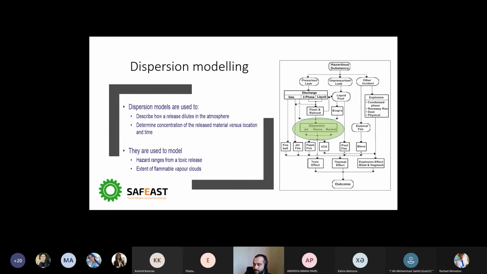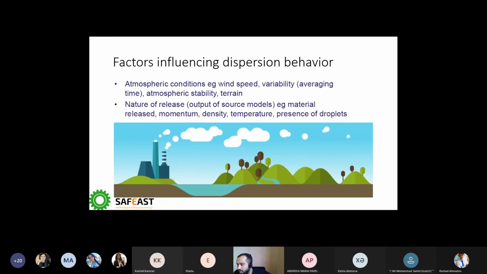So basically, as I said, we use this dispersion modeling for hazard range from toxic release, because certain materials are toxic and we cannot tolerate above a certain concentration, and of course the extent of the flammable clouds. So to what extent would the cloud be flammable, so that if it ignited it could result in a flash fire or vapor cloud explosion.